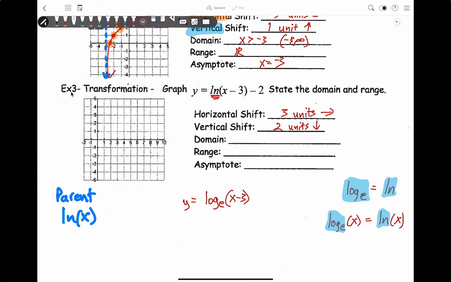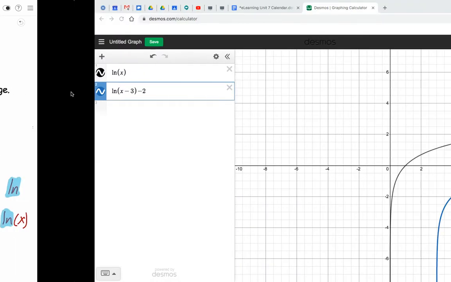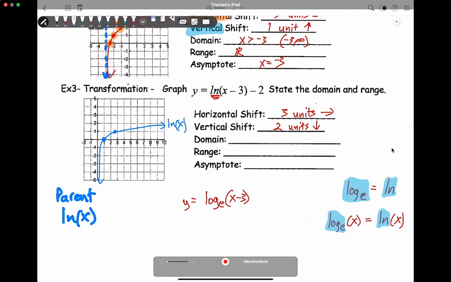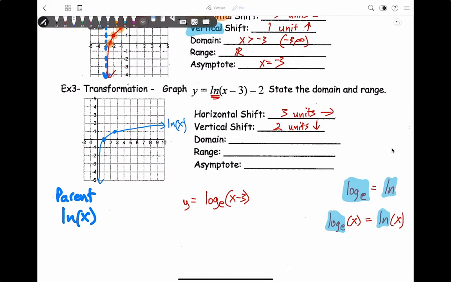So natural log of x is 1, 0, and then 2.718 at 1, and it looks something like this. That's the natural log of x. And we got that from this black graph right here. For the sake of time, I'm not going to plot all these points. I'm just going to show you the natural log of x.